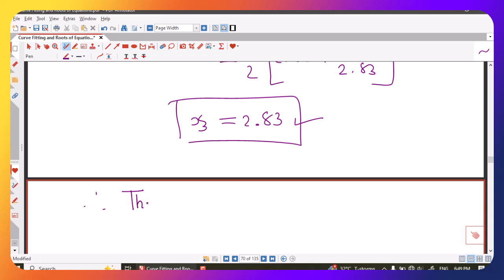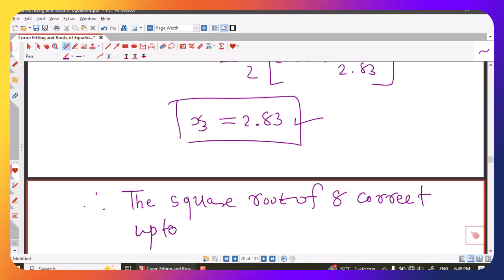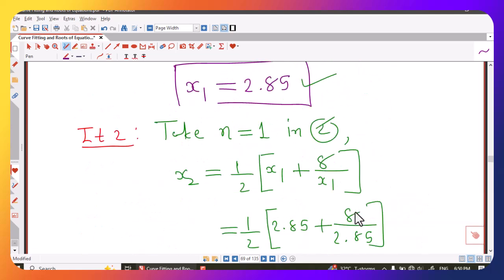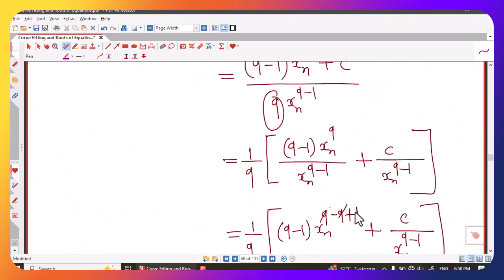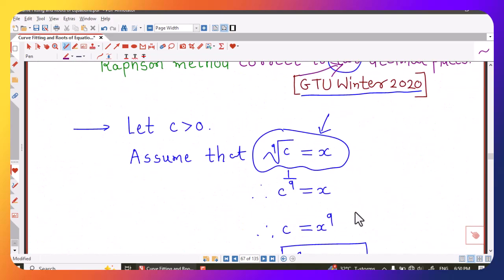Therefore we can write our answer in this way: the square root of 8 correct up to 2 decimal places is 2.83. So this is nice question. They ask this type of question in the examinations.